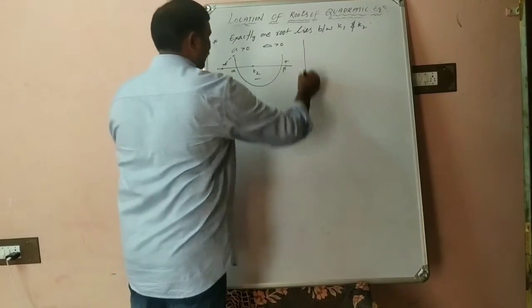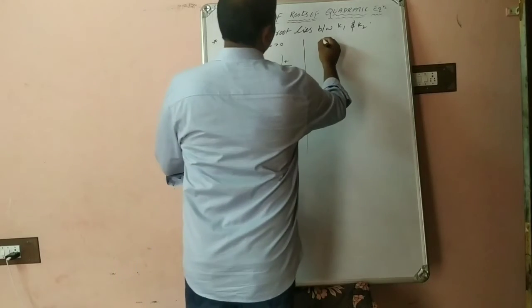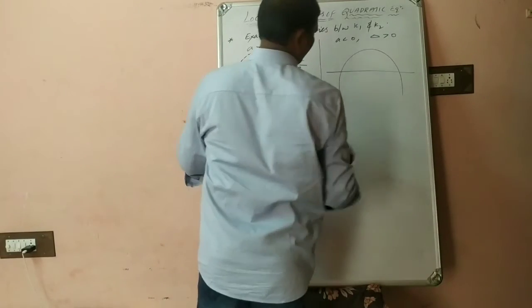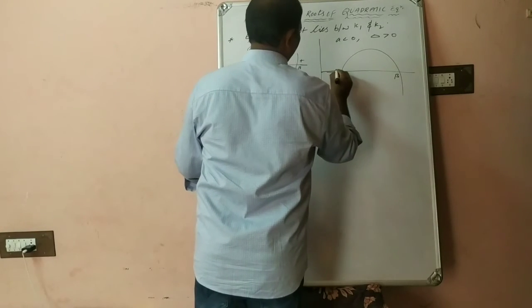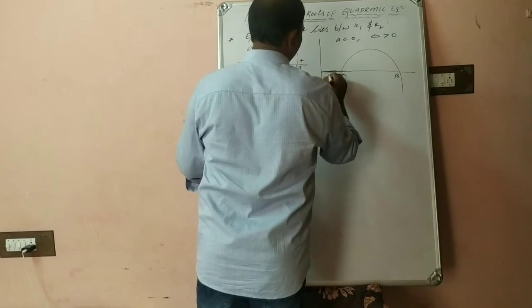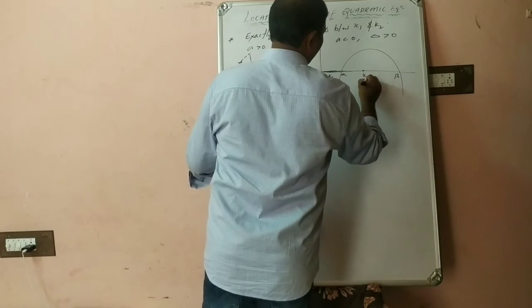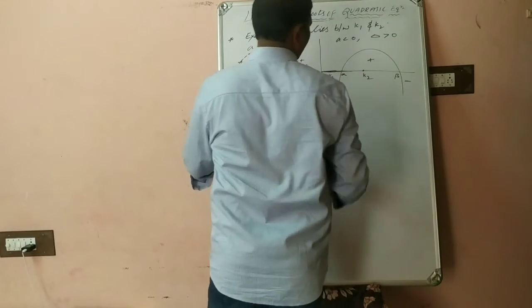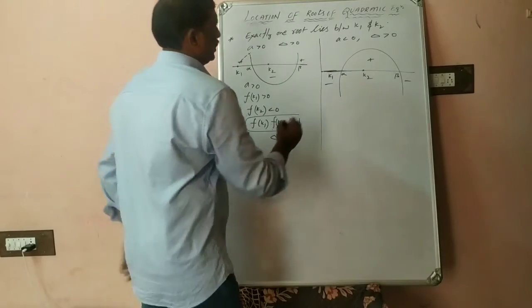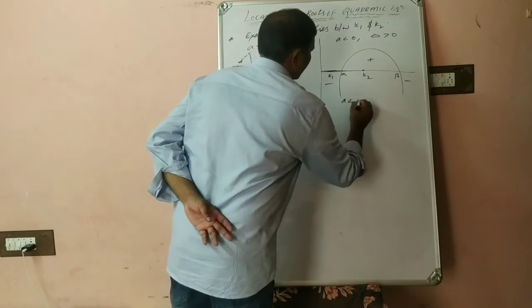So coming to the other case, a negative now. We get a downward parabola that will intersect at two distinct points. But what is the condition? One of the roots must lie between k1 and k2. So by using the wavy curve method, this is positive, negative, positive, negative. a is positive, so a is negative, sorry.